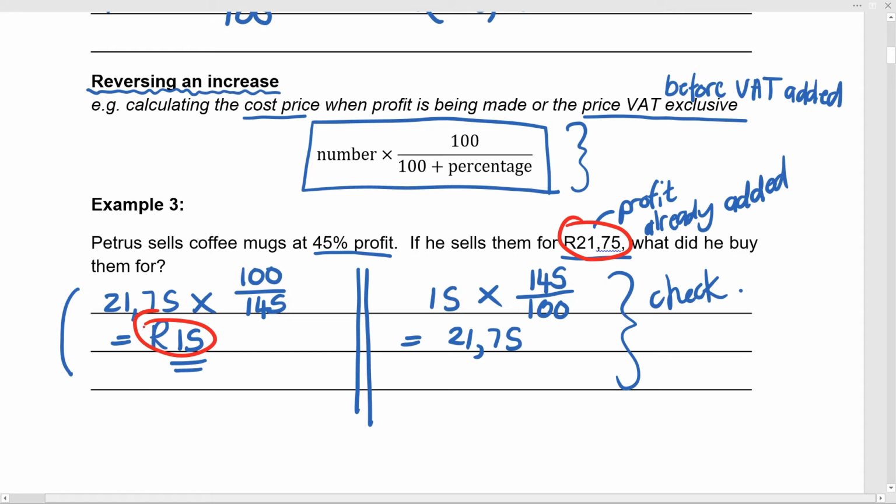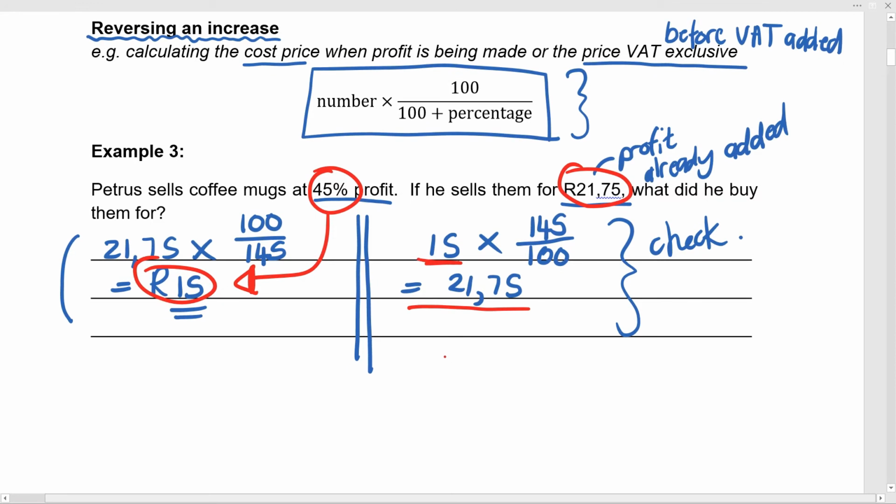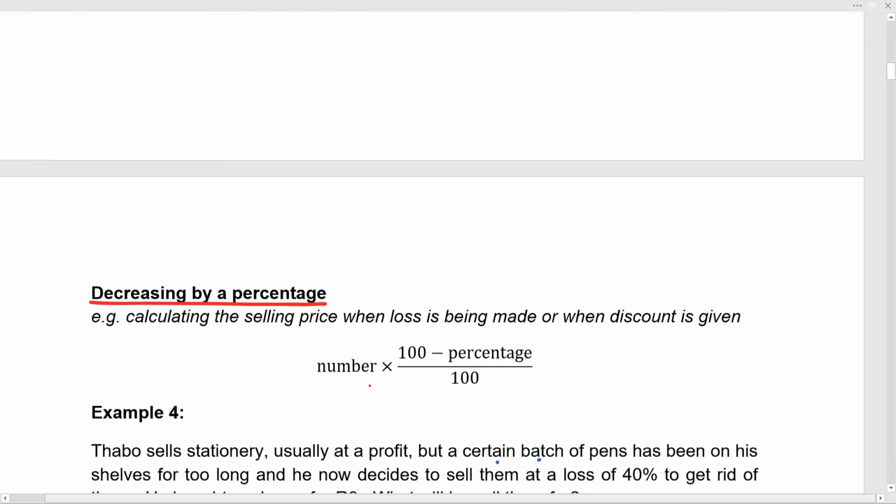No. In this question, when we reversed an increase, what we did was we reversed it by 45% of the 15, which is where this check came in. Okay, if I then increased it by 45% of the 15, I got the correct answer. But let me show you what would happen if we tried to decrease the 21.75 by 45% of 21.75 instead of the 15. So let's have a glance at this formula here.